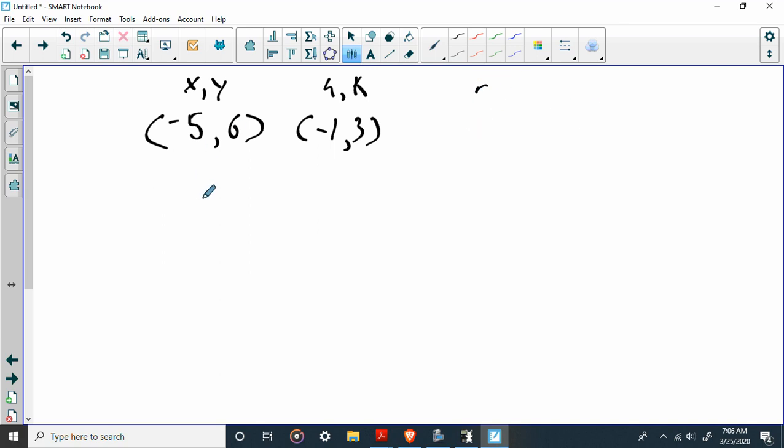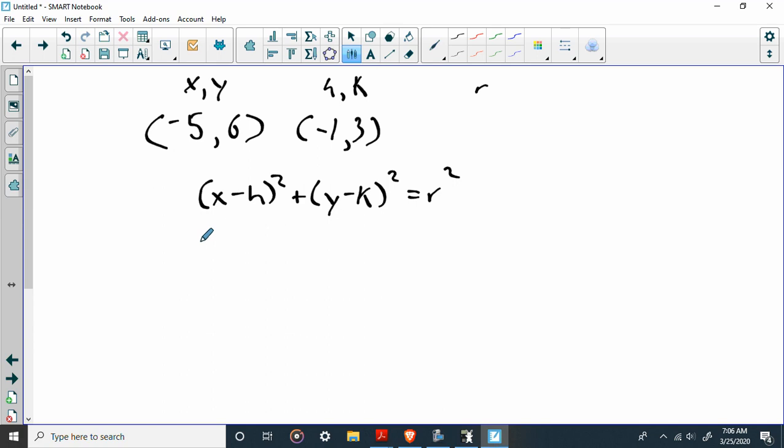So we do know that the general form is x minus h squared plus y minus k squared is equal to r squared. Well, let's go ahead and start. I have 1, 2, 3, 4, 5 variables, and they gave us 4 of them. So we should be able to find r.